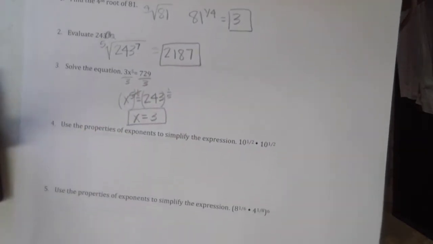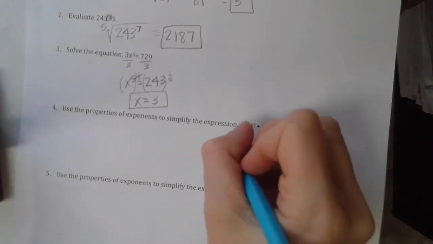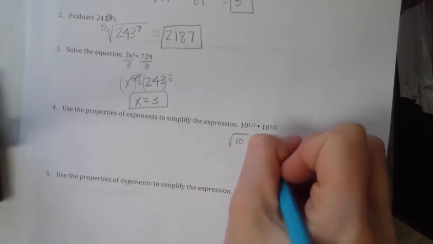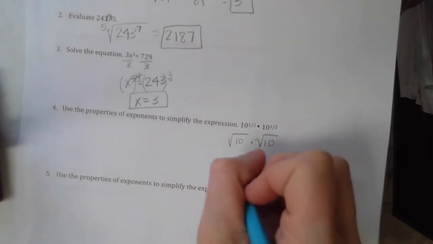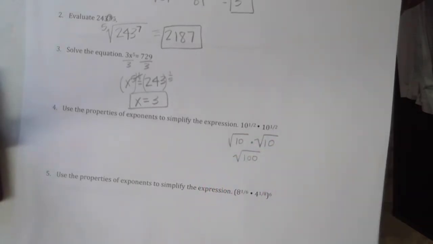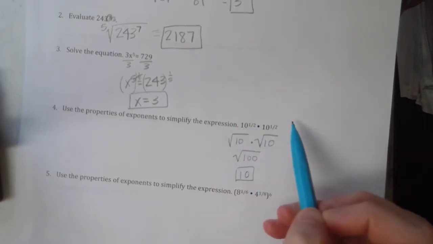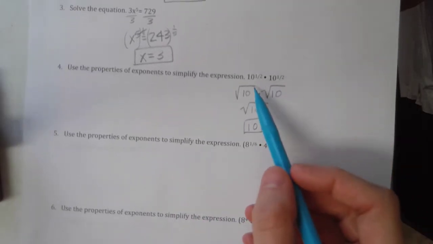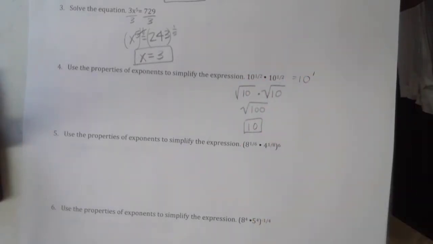Okay. Number 4, use the property of exponents to simplify the expression. So the square root of 10, or 10 to the 1/2, is the same thing as the square root of 10. So I'll change both of those to square root of 10. You can multiply what's inside your radicals. So if you multiply those, you'll get the square root of 100, which is just 10. And again, you can actually put this whole expression into your calculator. Or you could use your properties of exponents and say that's going to be 10 to the 1/2 plus 1/2, which is 10 to the 1st. Okay, however you want to do that.